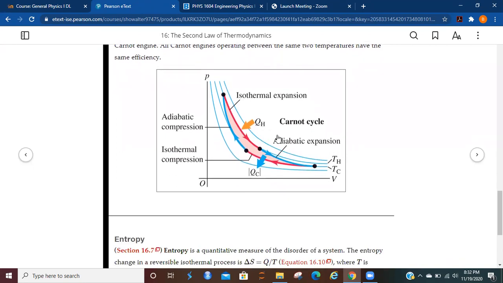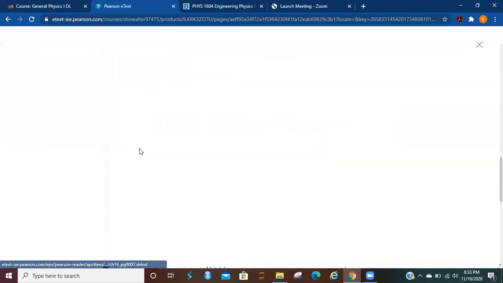So what you're going to see here is that we're going to have isothermal compression, adiabatic compression, isothermal expansion, adiabatic expansion. And you will see it as it fluctuates between T sub H, which is this line, and T sub C. So let's take a look at the section.